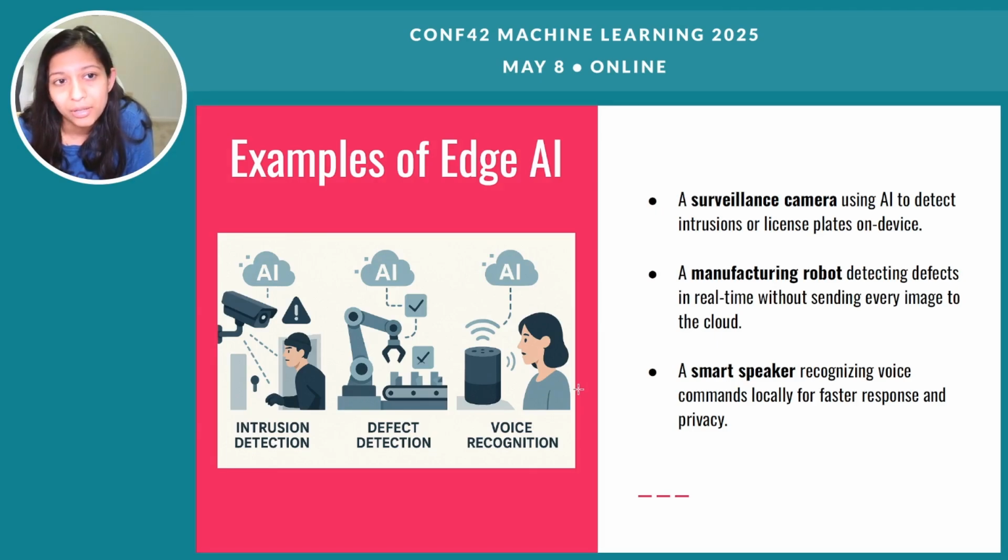In the same way, you can do that with a manufacturing robot, so you can track in real time without sending these images to the cloud. And there is a smart speaker in your home which recognizes your voice locally instead of sending your voice and your prompt to the cloud for further processing. Instead, you keep everything at the source for faster response and also for privacy concerns. These are some of the examples you can see today.